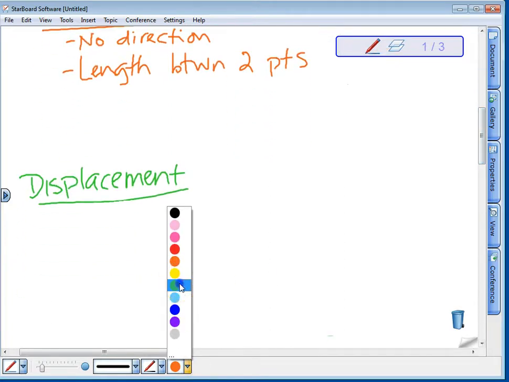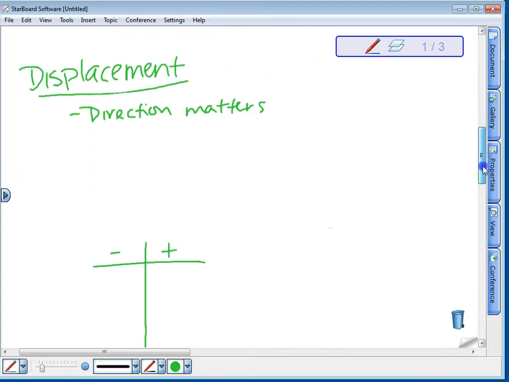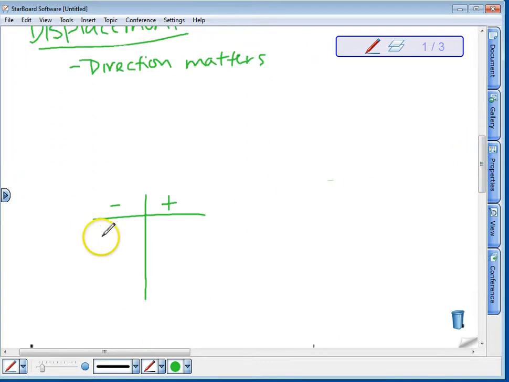Displacement, the direction does matter. Some directions are positive and some directions are negative. If you were going forward, up, north, or east, these are all positive directions. If you were going backward, down, south, or west, these are all negative displacements.